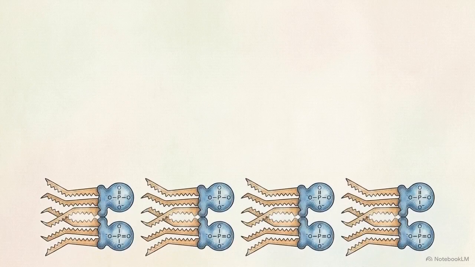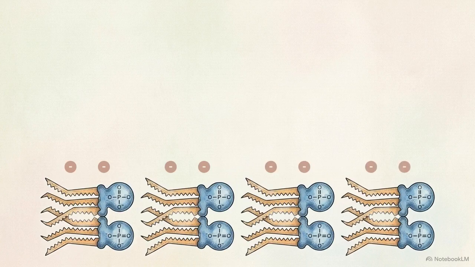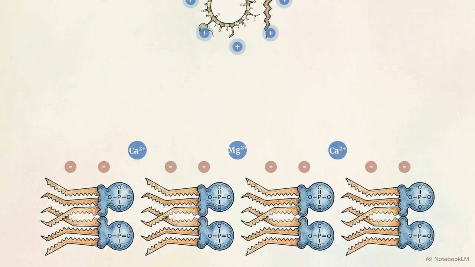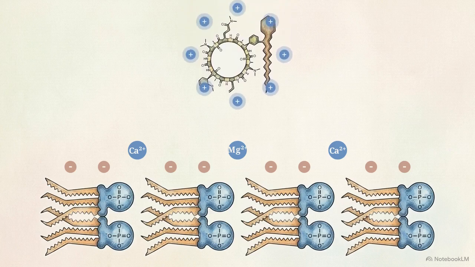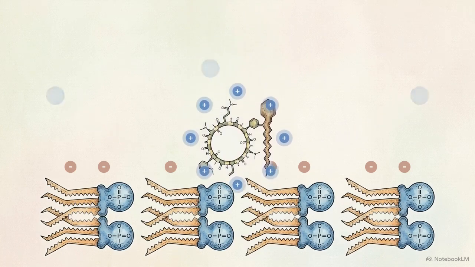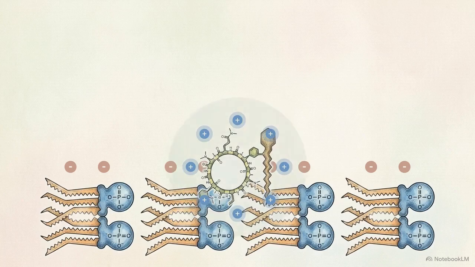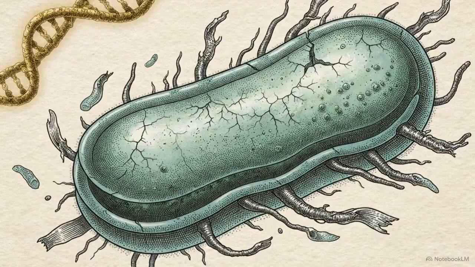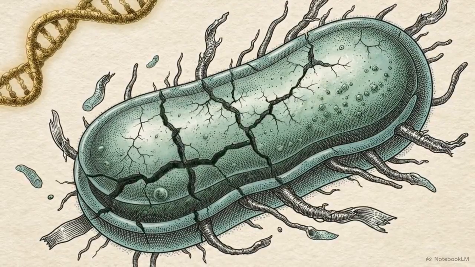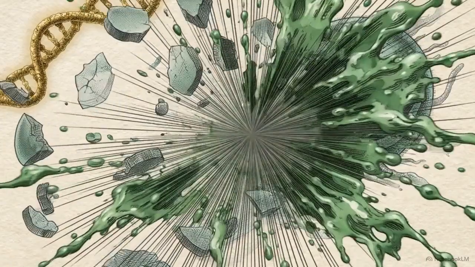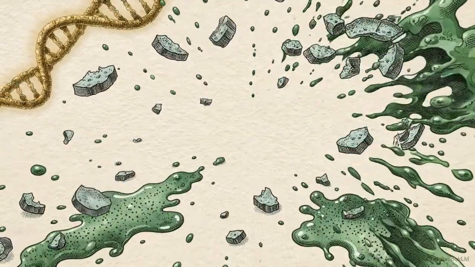Colistin targets the outer membrane of gram-negative bacteria, specifically the negatively charged lipid A molecule. Bacteria use positively charged calcium and magnesium ions to stabilize these repelling charges. However, colistin's overwhelming positive charge forcefully displaces these stabilizing ions, binding directly to the lipid A. This creates a detergent-like effect. The outer membrane loses its structural integrity, violently rupturing and leaking the cell's internal cytoplasm.